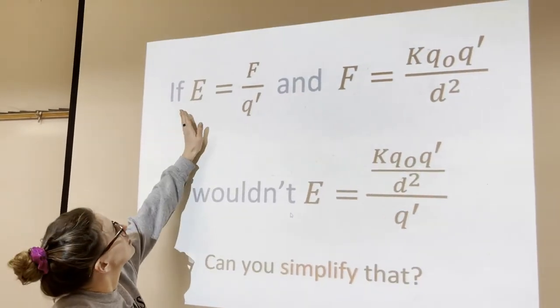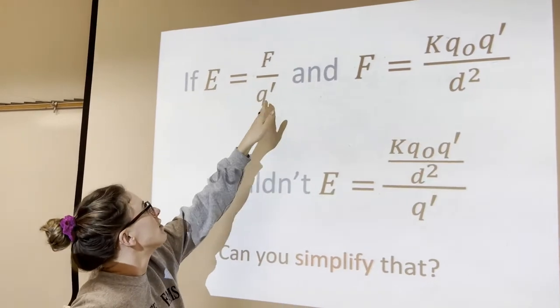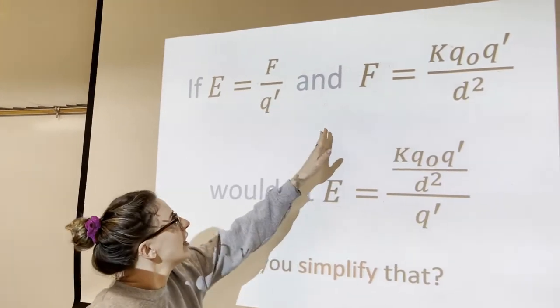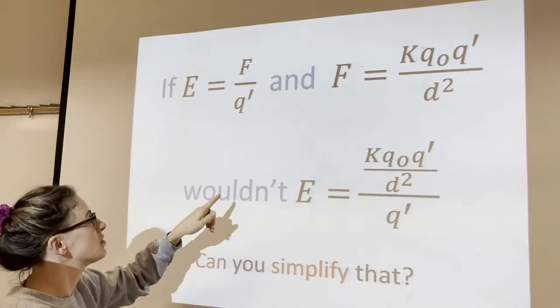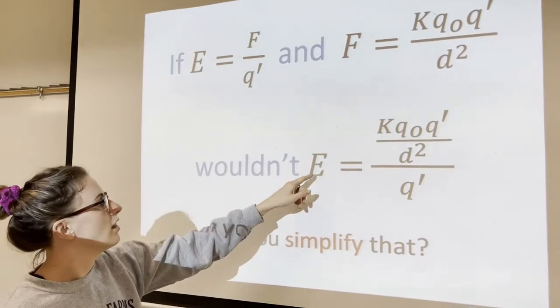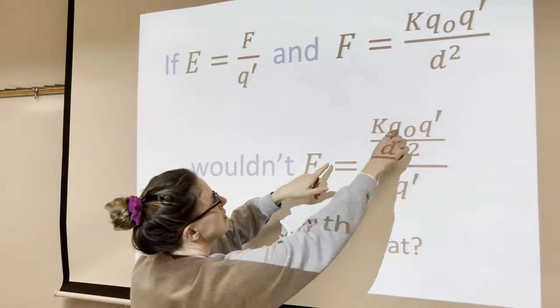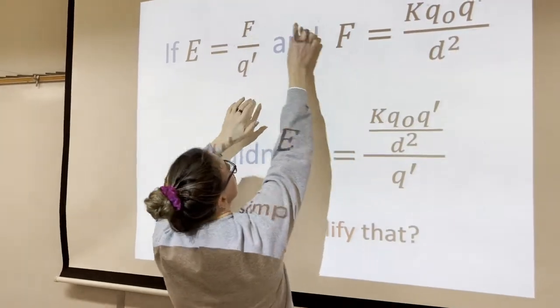If the electric field is the force divided by the test charge, and we know that you can find the force by using this equation, Coulomb's law. Yeah, Coulomb's law. Wouldn't the electric field be this over this, or we just take that equation and we put it up there?